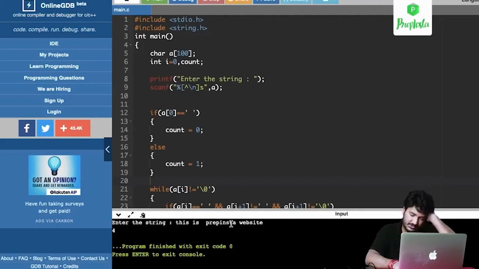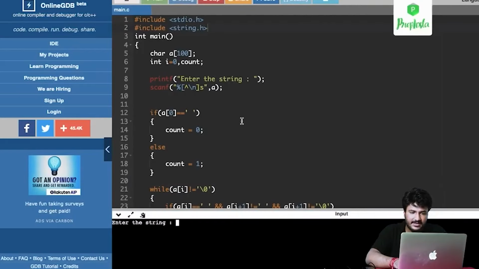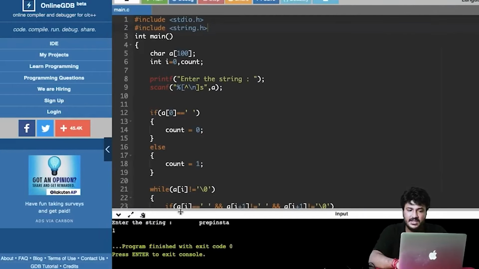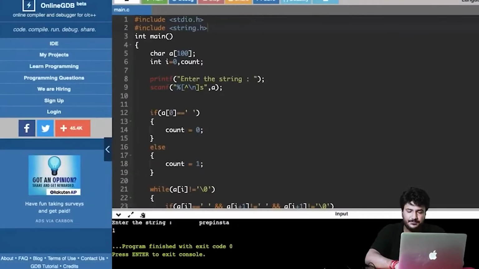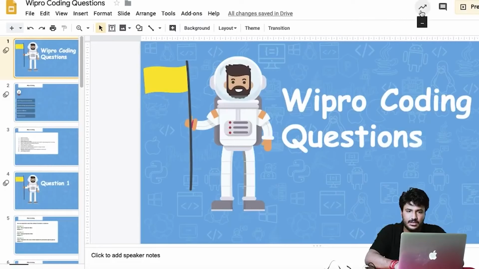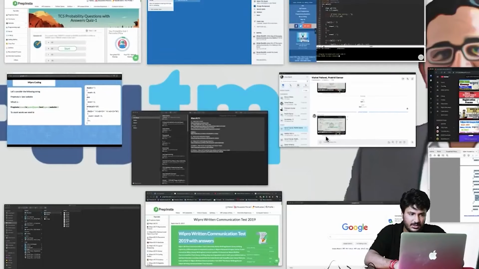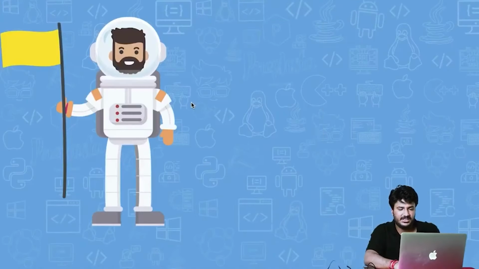So it has considered that. Let me again run this code and give multiple spaces, space, and then let me write prep insta, right? The answer here is 1. It has ignored all of these. So all the test cases are passing with this particular code. So make sure that you follow it correctly, right? So let's go to the next question, right?